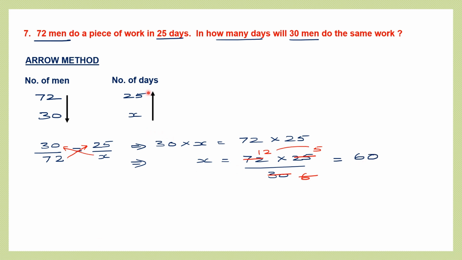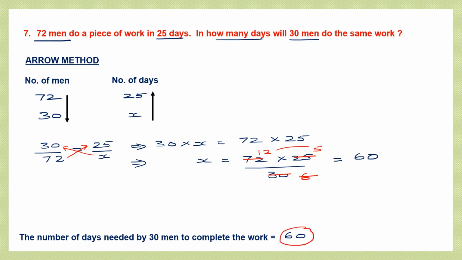And what is x? The number of days taken by 30 men. Let's write that the number of days needed by 30 men to complete the work is 60. So this is our final answer.